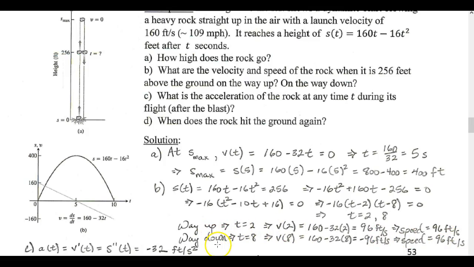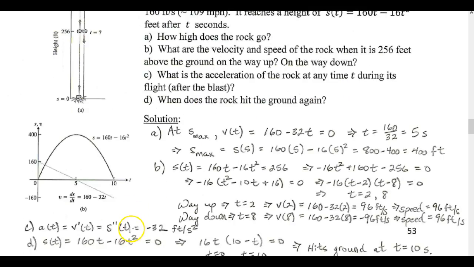And on the way down, my velocity now I know is going to have to be negative. I just plug in 8 into my velocity function. And I see that it's minus 96 feet per second, which means it's falling. That negative sign just means it's falling back down towards s equals 0. S is decreasing. The position is decreasing. But the speed, again, is just the absolute value. So the speed, whether it's going up or on its way back down, is the same, 96 feet per second.